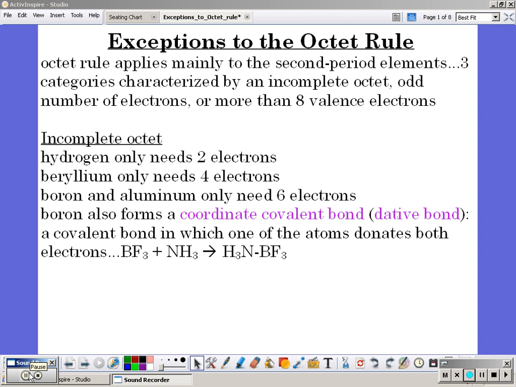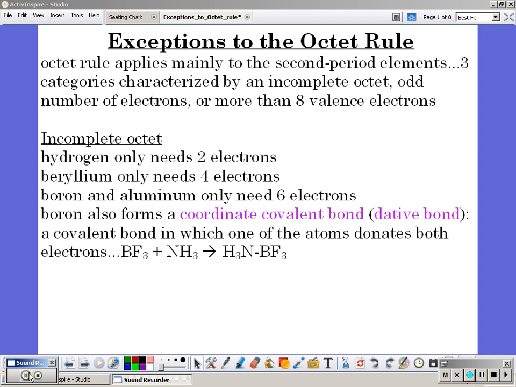Exceptions to the octet rule. The octet rule applies mainly to the second period elements. There are 3 categories characterized by an incomplete octet. So you could have an odd number of electrons or more than 8 valence electrons. An incomplete octet would be like hydrogen, who only needs 2 valence electrons to be like helium.